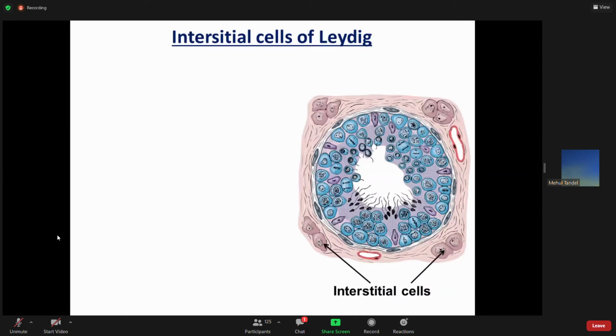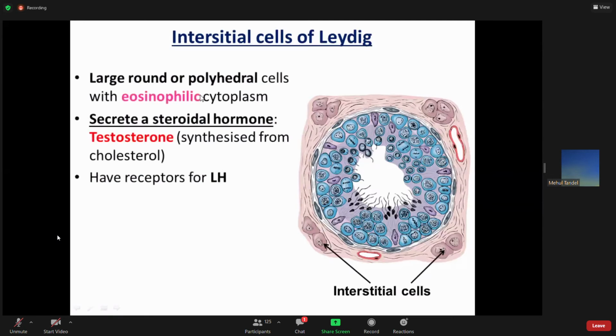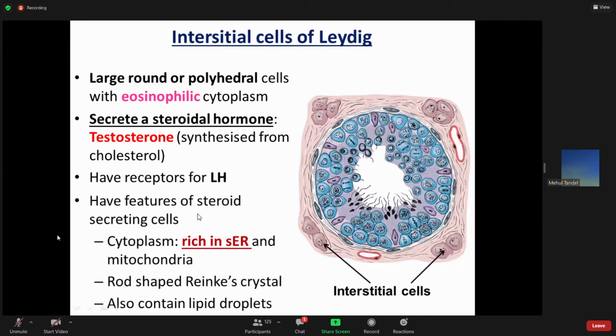Now interstitial cells of Leydig. These are large round polyhedral cells with eosinophilic cytoplasm. Remember, they appear pink in color. We know the function: they secrete the steroid hormone testosterone, synthesized from cholesterol, and have the receptor for luteinizing hormone, which stimulates these cells to produce testosterone. So it has the features of steroid secreting cells.